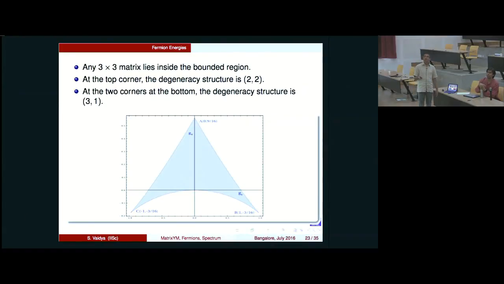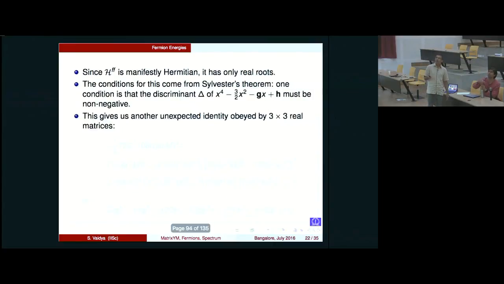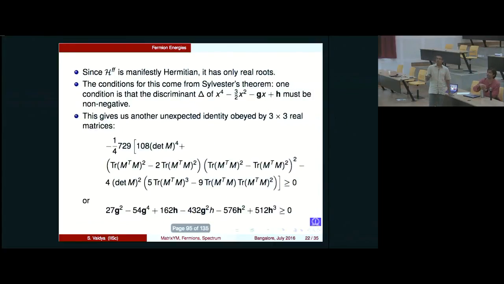This identity. Which identity? This one. Yeah, so here you see that it involves only objects like the determinant and trace of M transpose M, things like that. Yes, so M transpose M you can diagonalize, but not M itself.